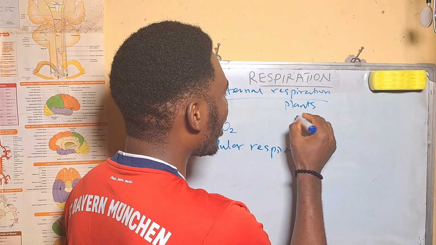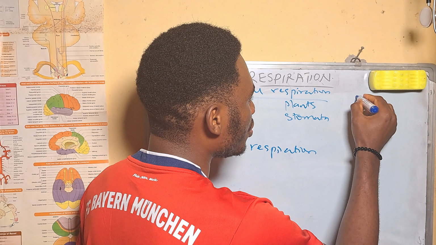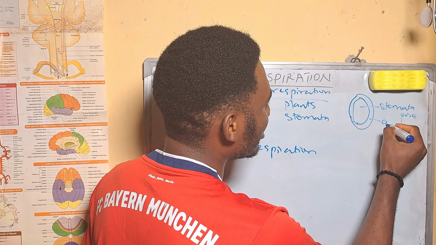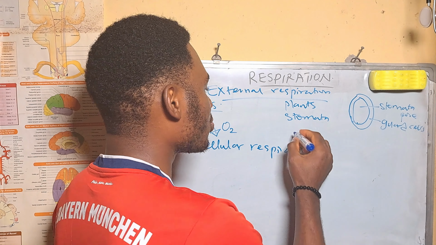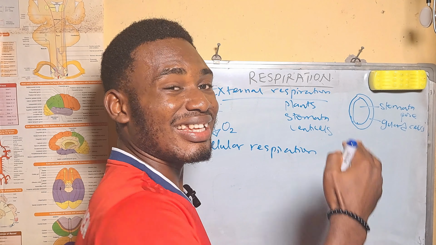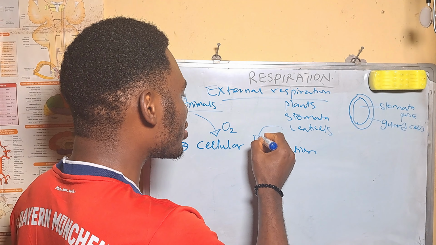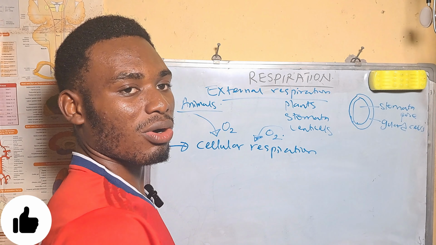Then in plants, you have the stomata, which is found in between the guard cells. So this is the stomata pore, and these are the guard cells. Basically, this stomata is found in the leaves of plants. Then you also have the lenticels, which are found in the stems of these plants. So these respiratory structures transfer this oxygen inside the cell for the second phase to occur, which is what?